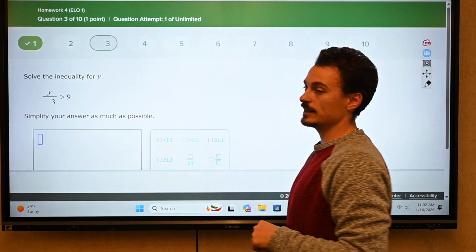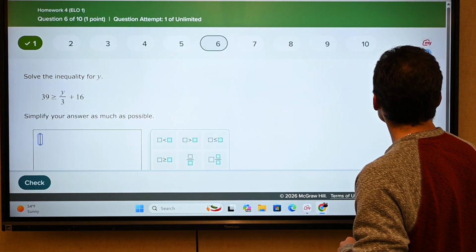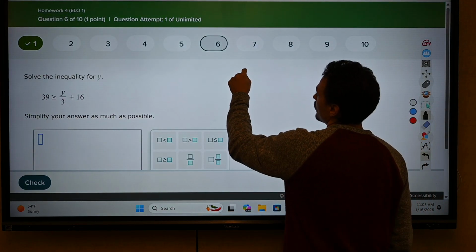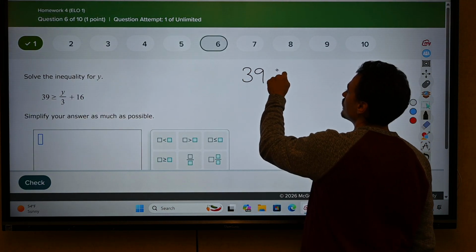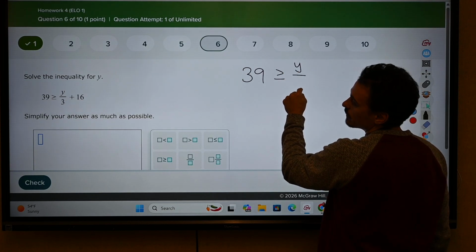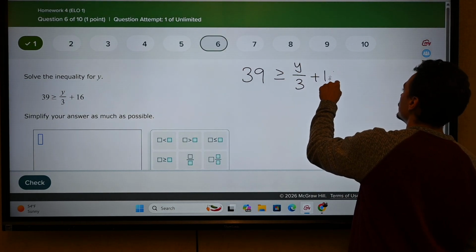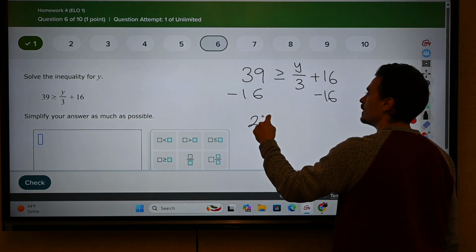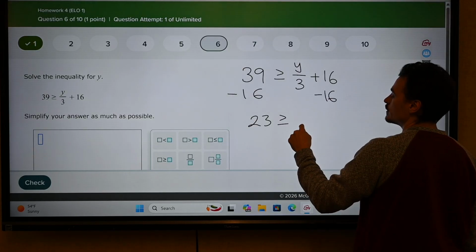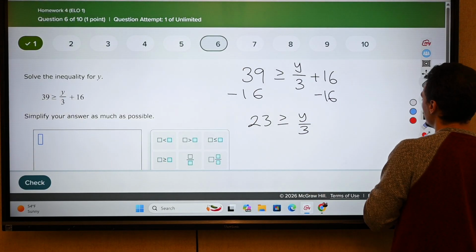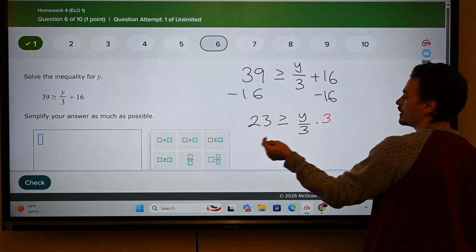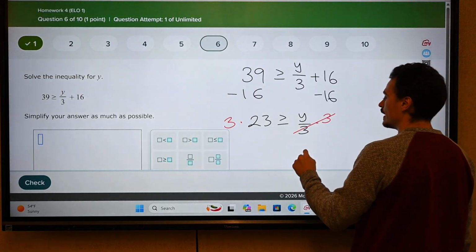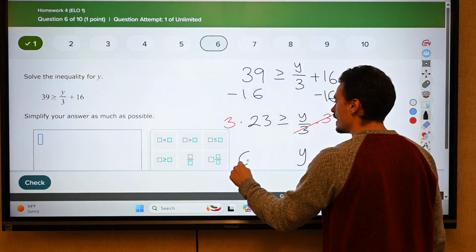Okay, number 6. We have 39 is greater than or equal to y over 3 plus 16. So I'm going to subtract 16 on both sides. That gives me 23 greater than or equal to y over 3. Now right here, I'm going to multiply by 3 on both sides to cancel the 3. And I get y over here and then 69 over here.